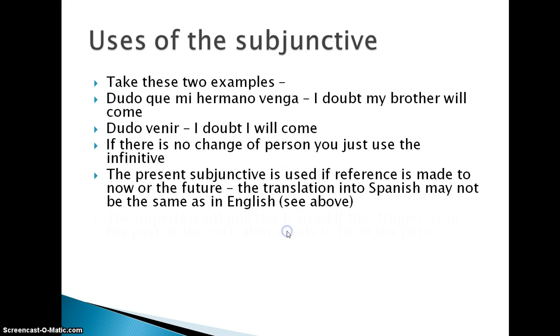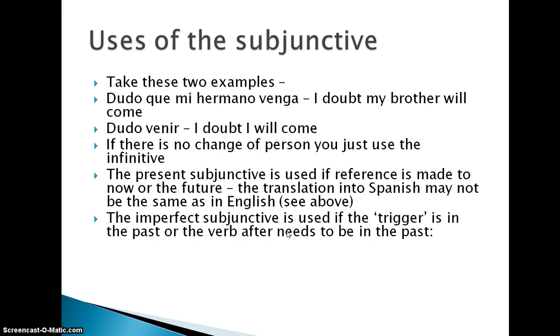Read that. You don't need to go through that. The imperfect subjunctive is used if the trigger, so if the first bit, they doubting, I used to doubt that, is in the past, and the next verb will need to be an imperfect subjunctive. Right. So you have a little look at the notes on that and the other video.